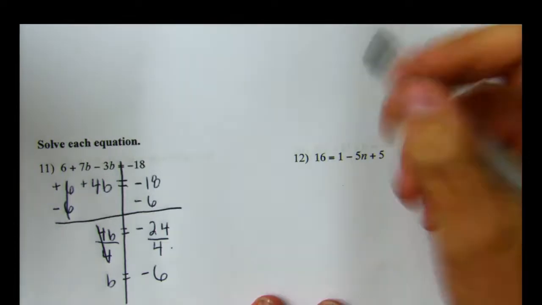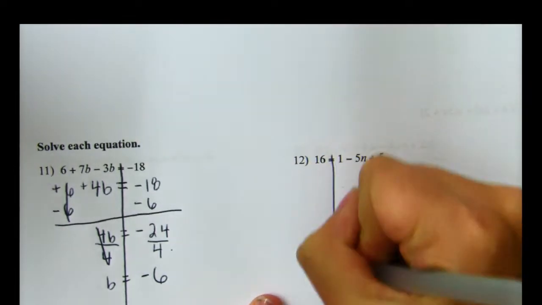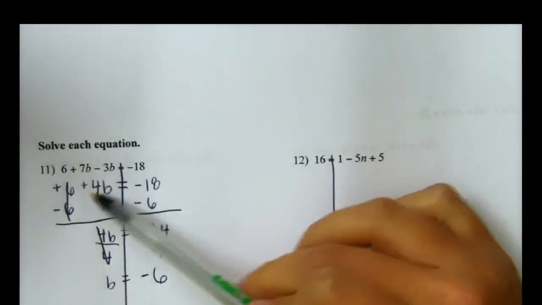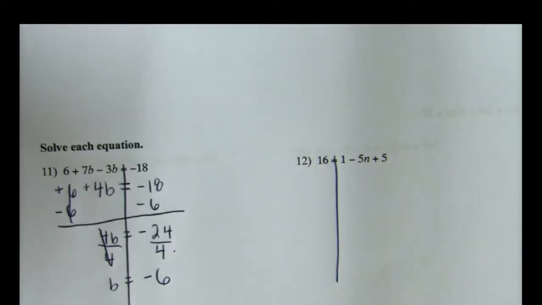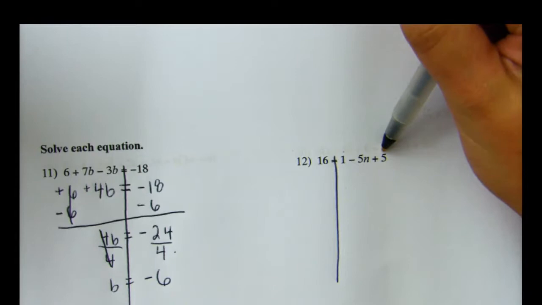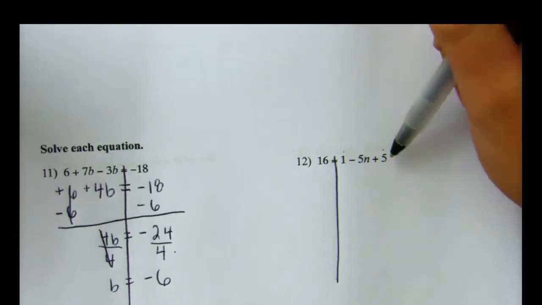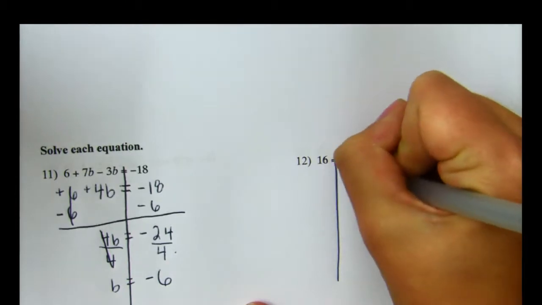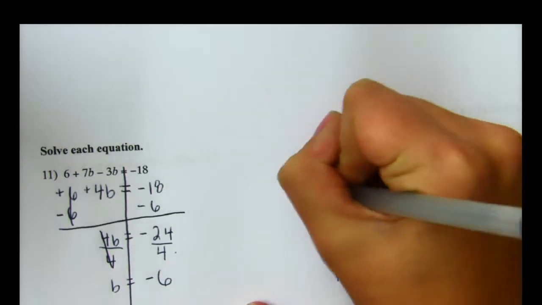Okay, so for number 12, I'm going to draw that wall. I'm going to take similar steps to over here. I'm going to see if I can combine any terms since I don't have any distribution. So I've got a 1 and a plus 5 over here. I can combine these two terms. 1 plus 5 will give me 6, minus 5n, and that's equal to 16.